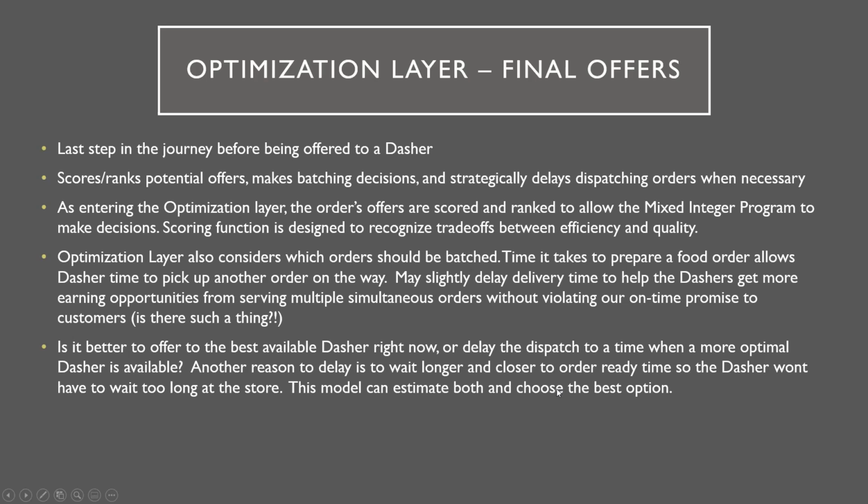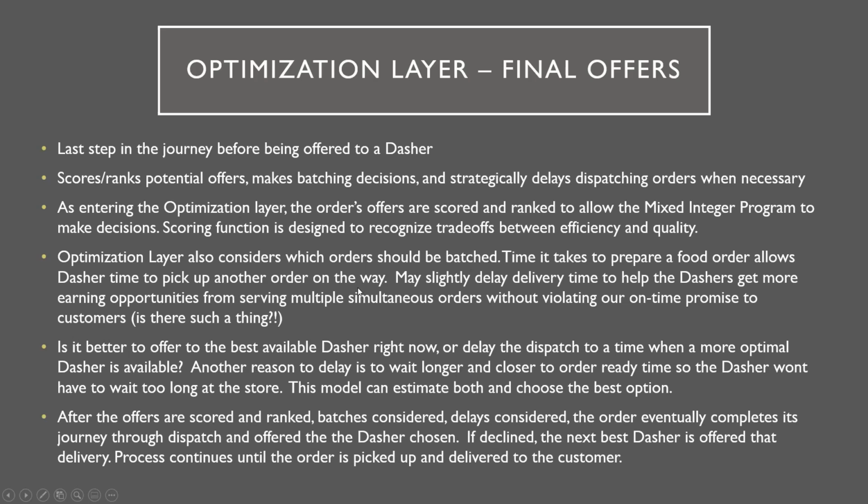Every order is different, and they're all at different restaurants, and the dashers are all over the place, so they took it all into account before they present the final offer. After the offers are scored and ranked, batches considered, delays considered, the order eventually completes its journey through the dispatch and is offered to the dasher chosen. If declined, the next best dasher is offered that delivery. The process continues until the order is picked up and delivered to the customer.